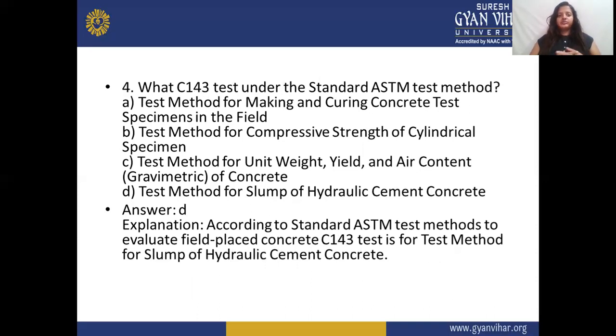Fourth, as per the C143 test under the standard ASTM test method, the options are: test method for making and curing concrete test specimens in the field, test method for compressive strength of cylindrical specimens, test method for unit weight, yield and air content of concrete, and test method for slump of hydraulic cement concrete. According to the standard ASTM method to evaluate field placed concrete, the C143 test is the test method for slump of hydraulic cement concrete.